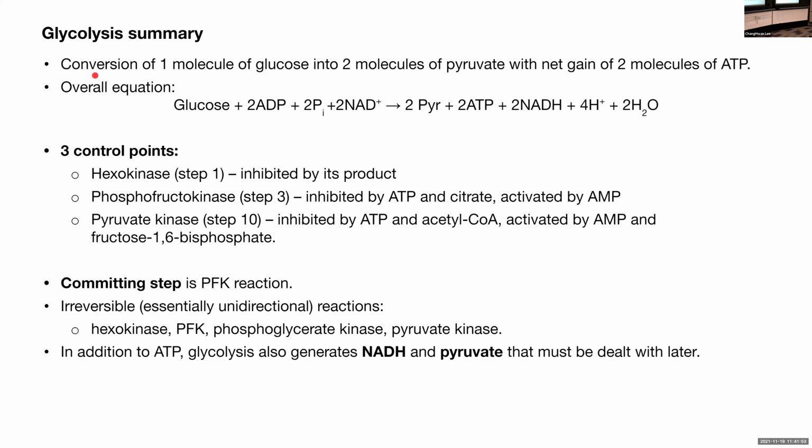Glycolysis is the conversion of one molecule of glucose into two molecules of pyruvate, as you know, because it has two legs, with the net gain of two molecules of ATP. It comprises two stages, right? As you can recall, the investment stage and payoff stage, where you use two ATP first, and then gain 4 ATP in total. So you're just gaining 2 ATP. Overall equation right here, and as you can see, you get two molecules of pyruvate.